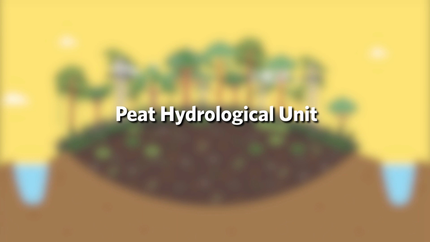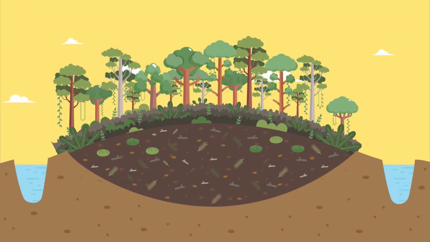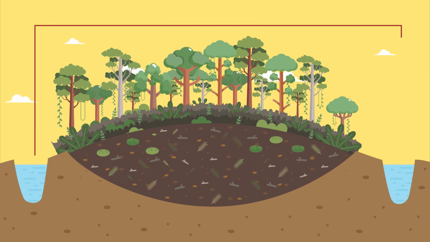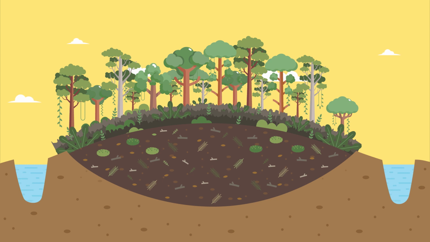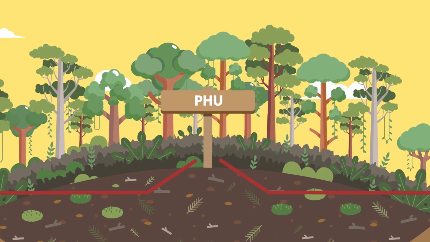The Peat Hydrological Unit, or PHU in short, is a peat ecosystem located between two water sources, be it a river, swamp or even sea. Basically, peatlands can be divided into several hydrological areas that are separated by these water boundaries. The name of a PHU usually takes the name of the water source that's flanking it.